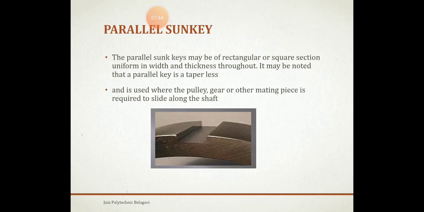Next one is the parallel key. The parallel sunk key may be of a rectangular or a square section, uniform in width and thickness throughout. Means what? When we use the parallel sunk key, it has uniform width and thickness. There is no change in the thickness and the width of the key throughout its length.